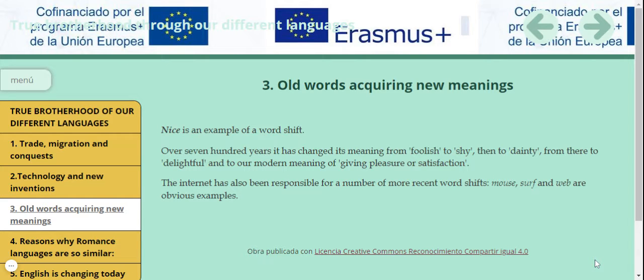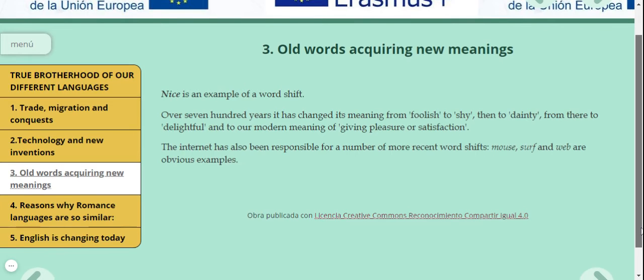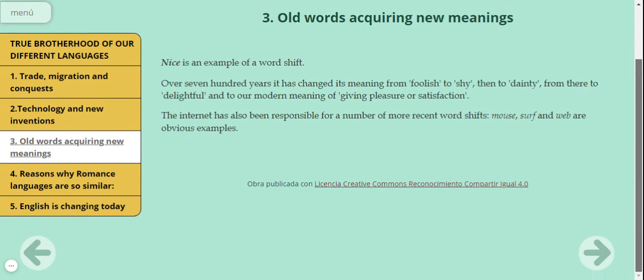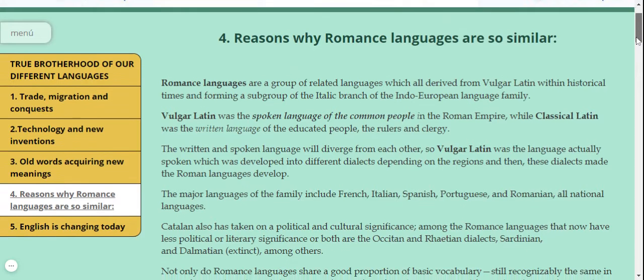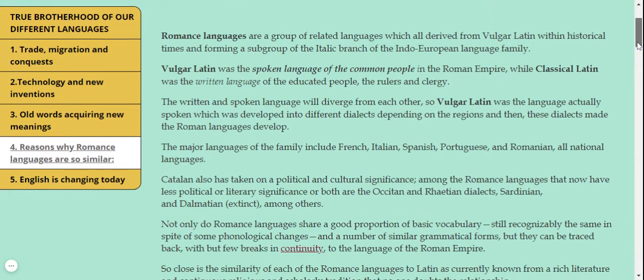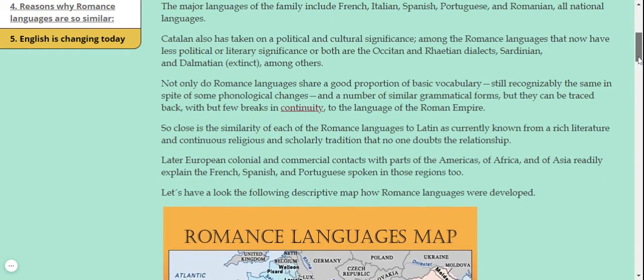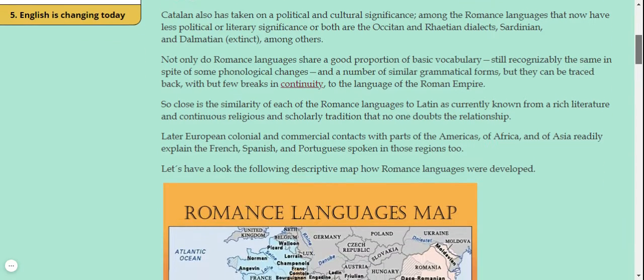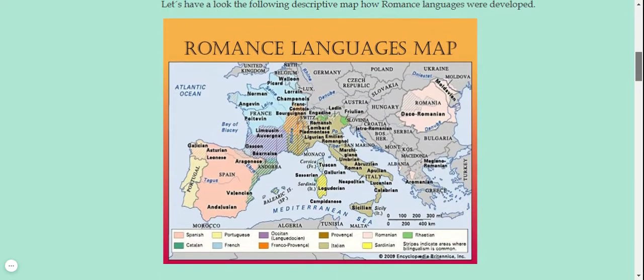In section 3, most languages share the same words due to the internet, such as mouse, server, and virus are obvious examples. Section 4 covers the main reasons why Romance languages are so similar. Romance languages are all derived from Vulgar Latin. I would like to stress that Vulgar Latin was the spoken language of the common people in the Roman Empire, while Classical Latin was the written language of the educated people, the rulers and clergy.